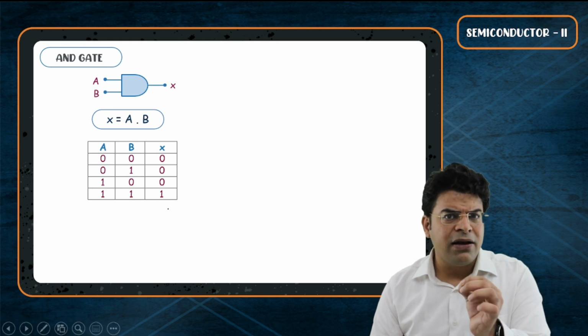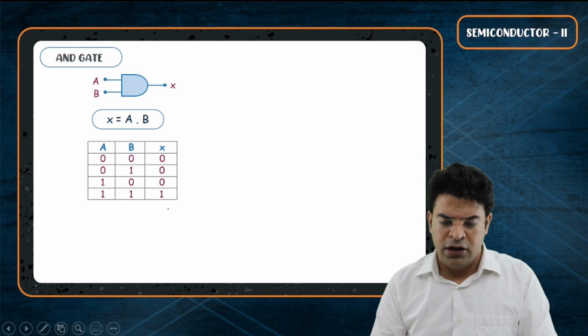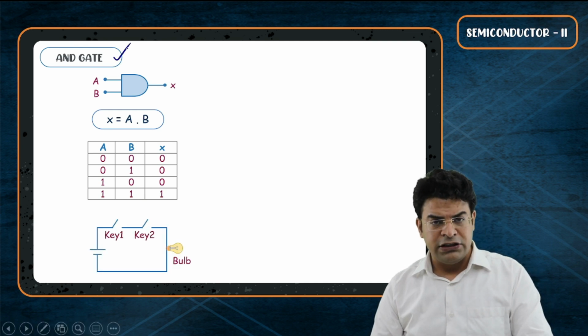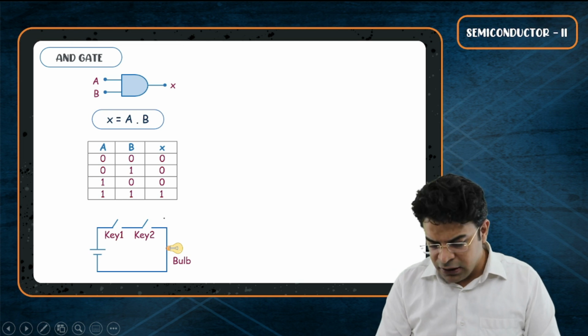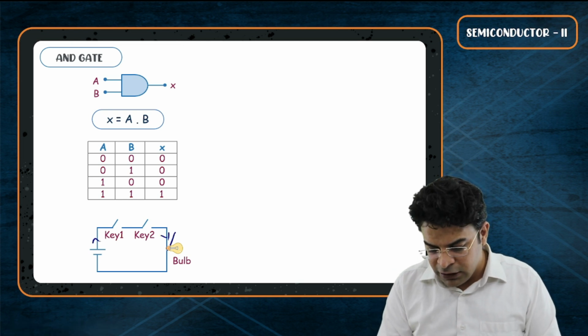What is the electrical circuit equivalent of the AND gate? So think of this circuit. If you keep both the keys open, then the current can't flow through the bulb and the bulb won't glow.